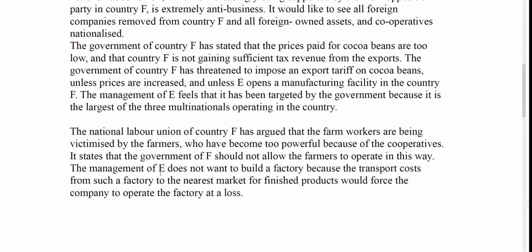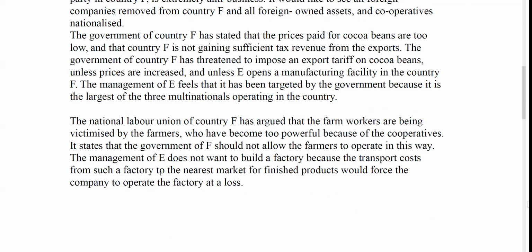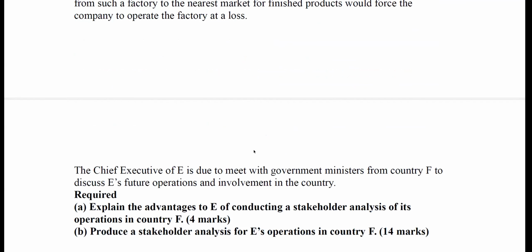The National Labour Union of country F has argued that the farm workers are being victimized by the farmers, who have become too powerful because of the cooperatives. It states that the government of F should not allow the farmers to operate in this way. The management of E does not want to build a factory because the transport costs from such a factory to the nearest market for finished products would force the company to operate the factory at a loss. The chief executive of E is due to meet with government ministers from country F to discuss E's future operations and involvement in the country.